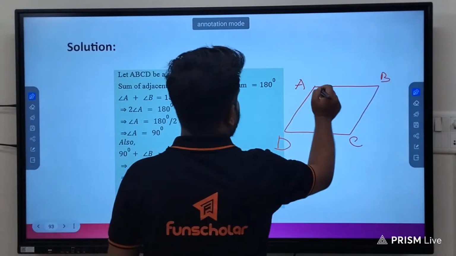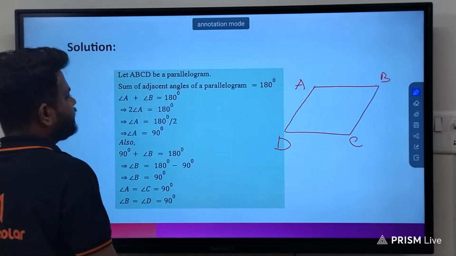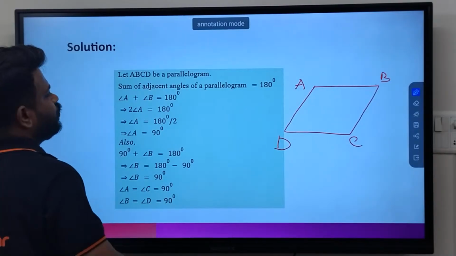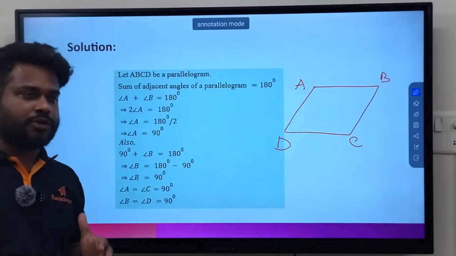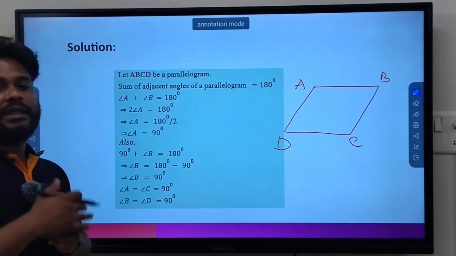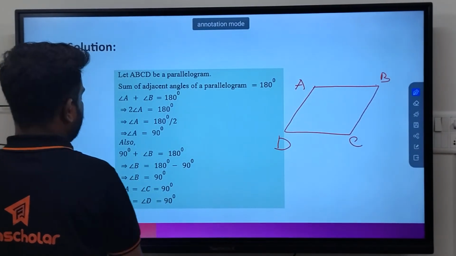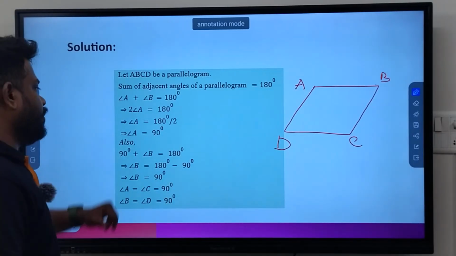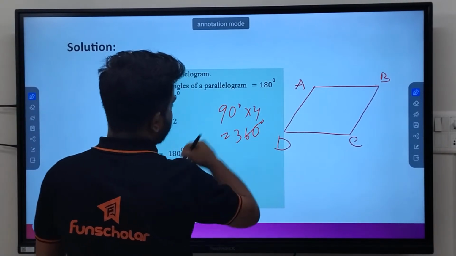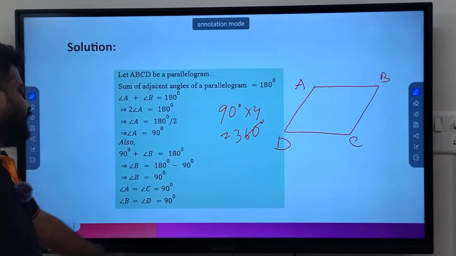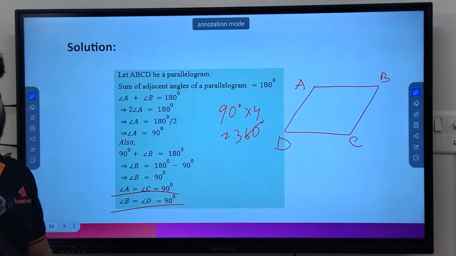That means that A plus B will be 180 degrees. So from this we can say that if A and B sum to 180 degrees, A and B will be 90 degrees each, because from the properties of a parallelogram we know that opposite angles are equal. So B and D will also be 90 degrees, because 90 into 4 gives us 360 degrees. Okay, so angle A equals angle C equals 90, and angle B equals angle D equals 90.